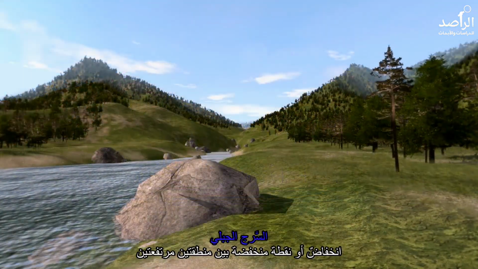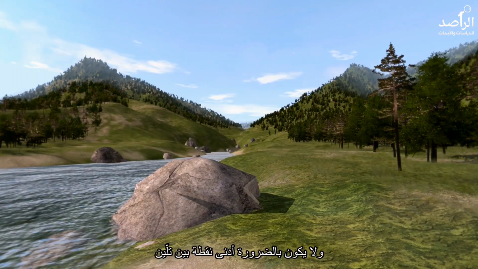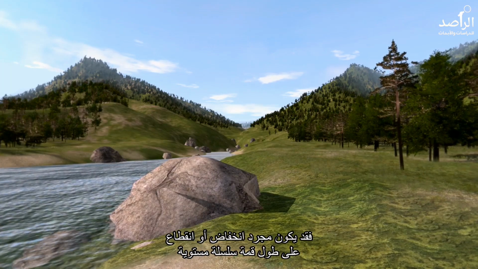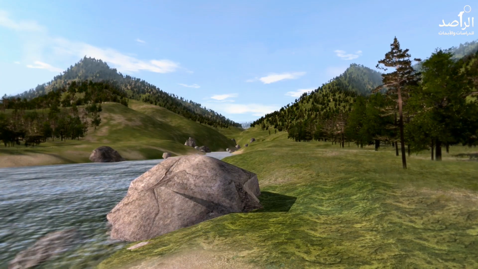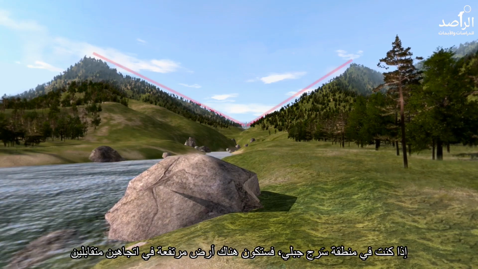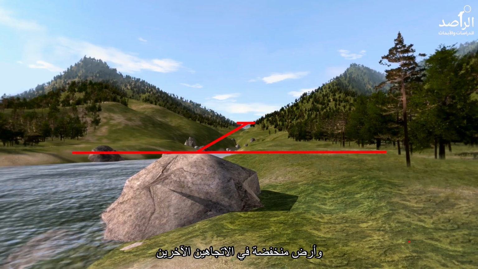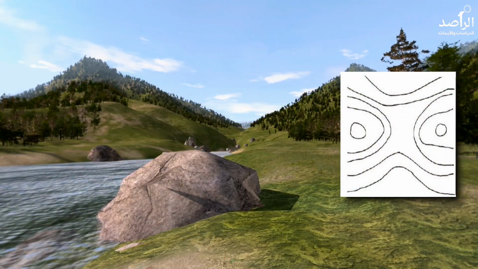A saddle is a dip or low point between 2 areas of higher ground. A saddle is not necessarily the lower ground between 2 hilltops. It may be simply a dip or break along a level ridge crest. If you are in a saddle, there is high ground in 2 opposite directions and lower ground in the other 2 directions. A saddle is normally represented as an hourglass.